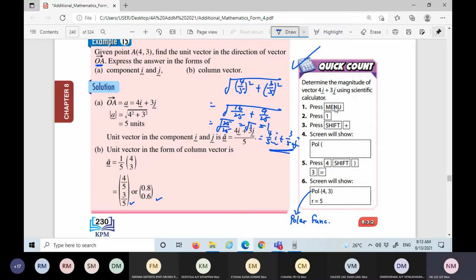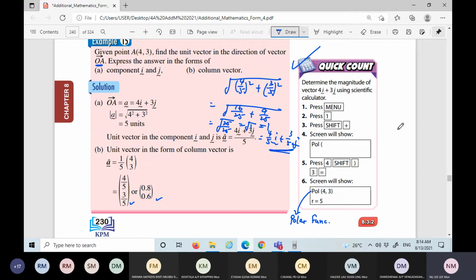Then you don't follow the step here. I don't know which calculator they are referring to. You just press a normal example 4,3 and then close bracket, because on the calculator key they have a comma. So you just press 4,3 and then close bracket and then equal, then you see the answer is 5.